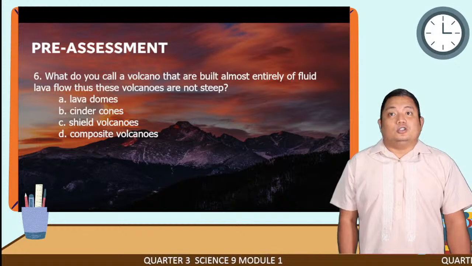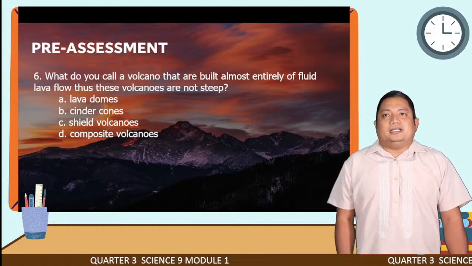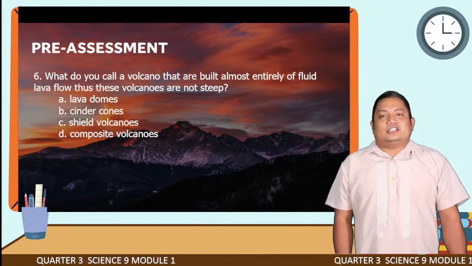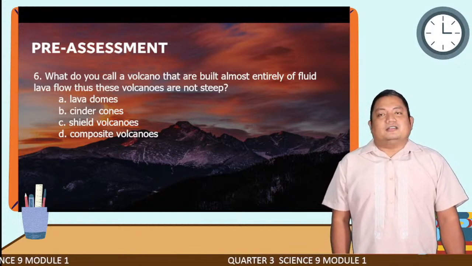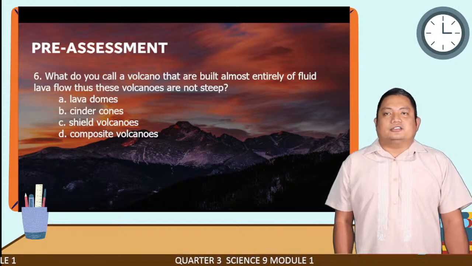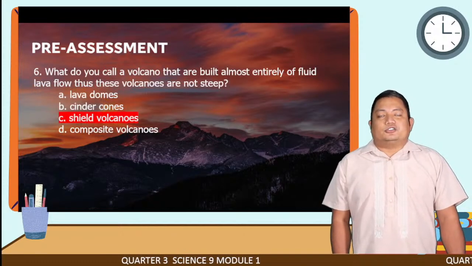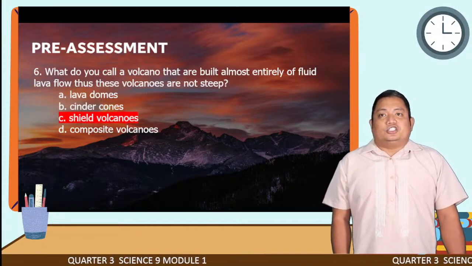Letter A, lava domes. Letter B, cinder cones. Letter C, shield volcanoes. Or letter D, composite volcanoes. Your answer? That is right. It is letter C, shield volcanoes.